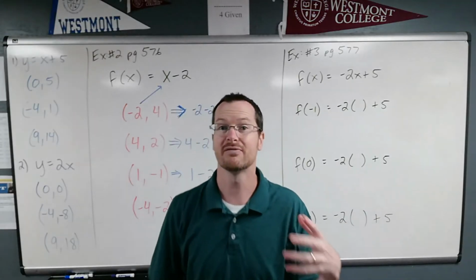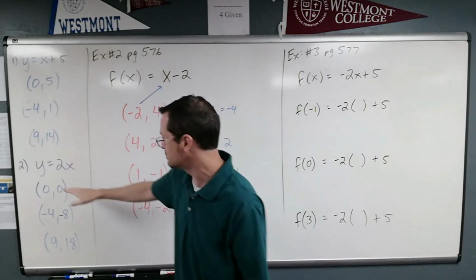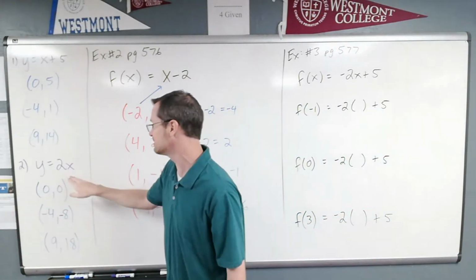You can do the same thing for number 2, where you have a different function box this time. You're going to have y equals 2x. So you're going to plug in a 0. 2 times 0, that's just 0. So the 2 times 0 gives you 0.